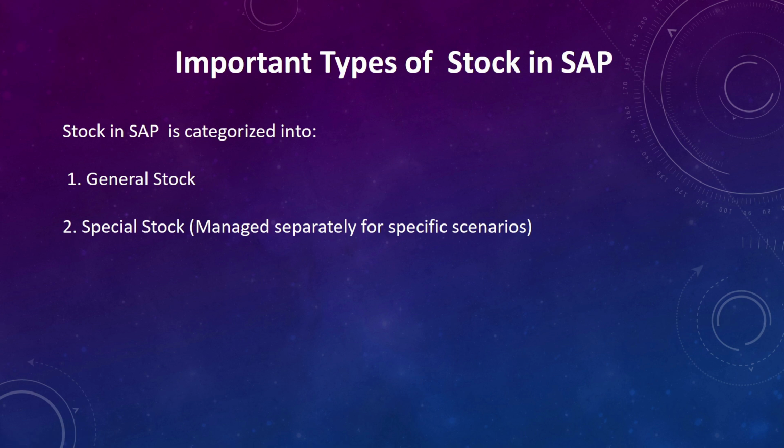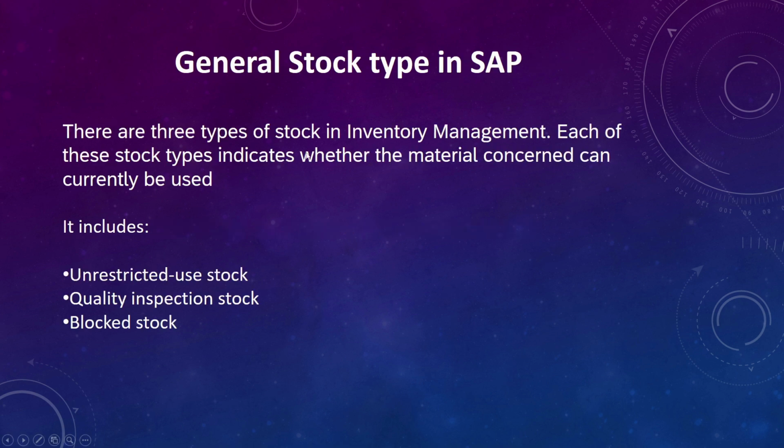So, first we will see what a general stock is. General stock is stock which is owned by the company and not linked to any specific customer, vendor or project. In SAP inventory management, we find three types of stock. It includes unrestricted use stock, quality inspection stock and blocked stock.